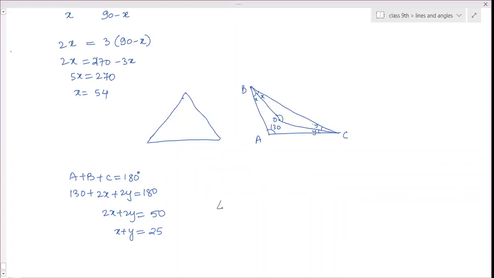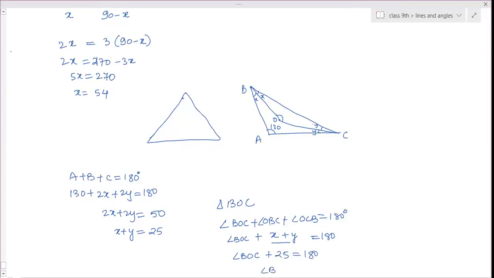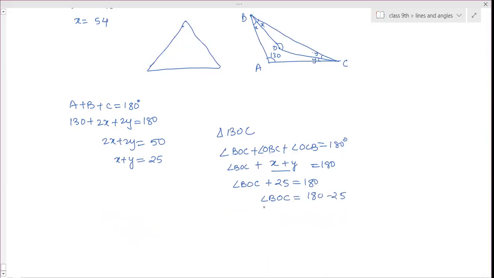So in that triangle BOC, angle BOC plus angle OBC plus angle OCB is equal to 180, angle sum property. Yes, ma'am. So OBC is x and OCB is y, plus BOC is equal to 180. So what is the x plus y value? 25. So angle BOC is equal to 180 minus 25. That is 155.